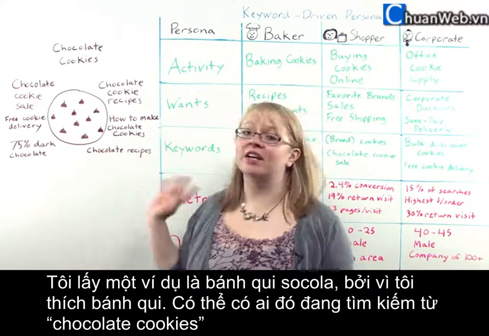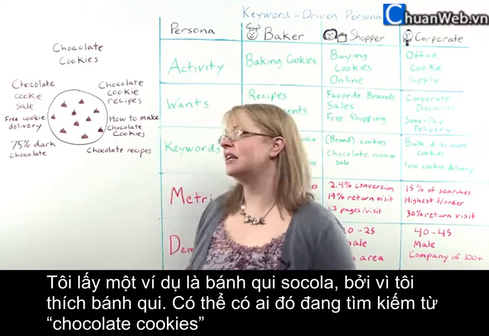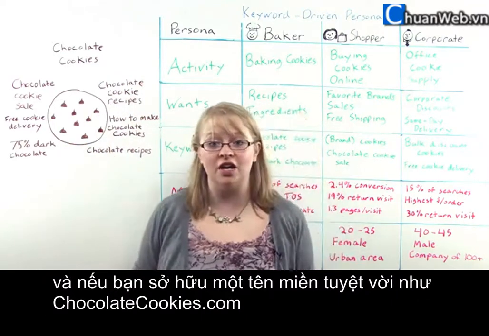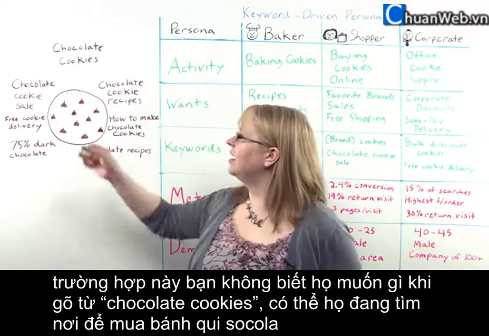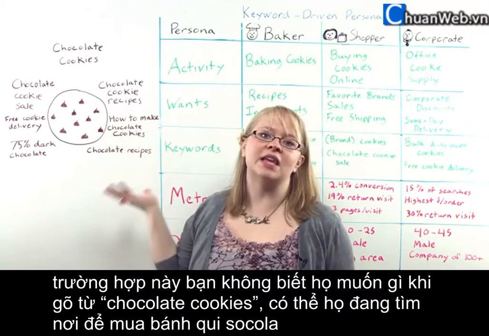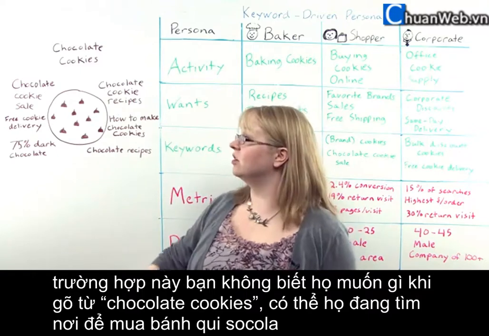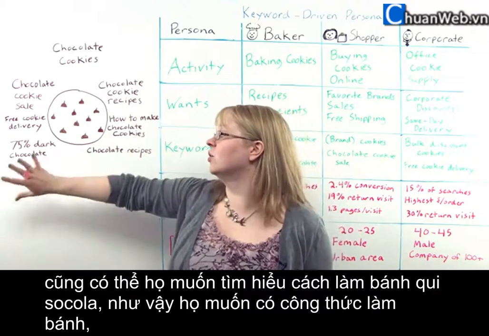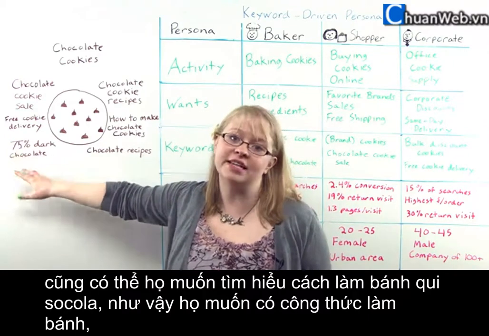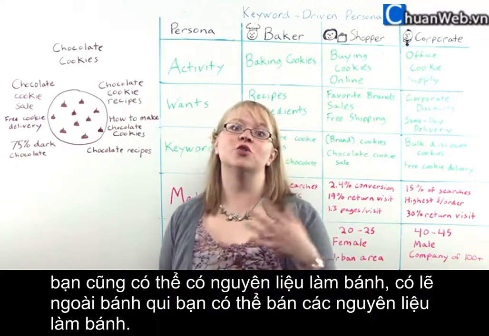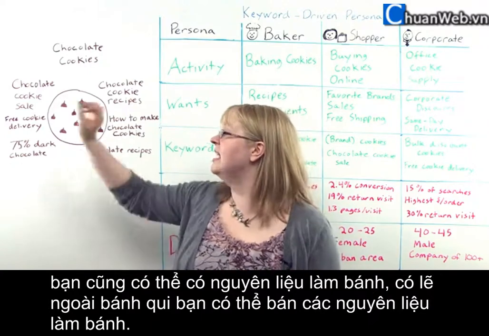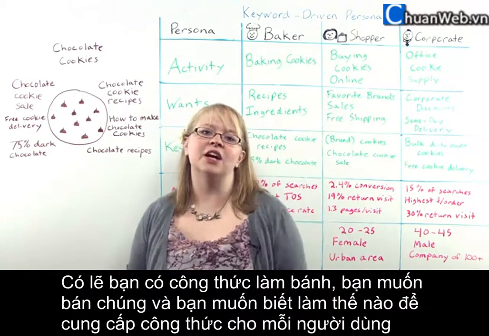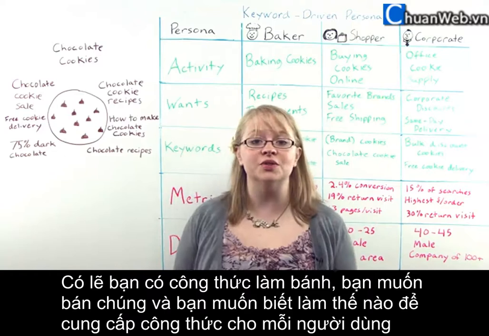So my example here is chocolate cookies, because I like to think about cookies. You might have somebody searching for the keyword chocolate cookies, and maybe you own chocolatecookies.com. Great domain. If that's the case, you don't really know what they want when they search for chocolate cookies. They could be looking to buy chocolate cookies. They could want to learn how to make chocolate cookies. They could want recipes. Maybe in addition to cookies, you sell ingredients for cookies. Maybe you have recipe content and sales content, and you want to know how to serve up each of those pieces of content in a way that's really going to serve the user.